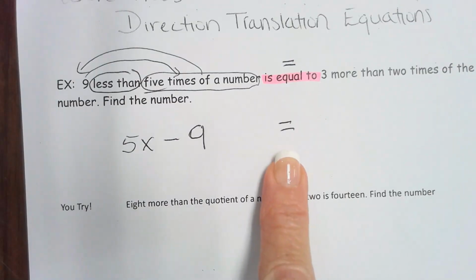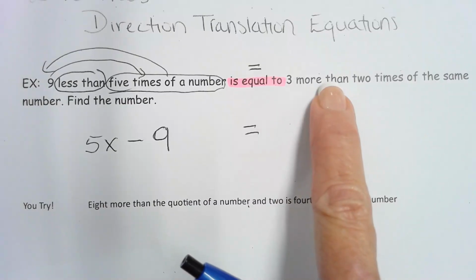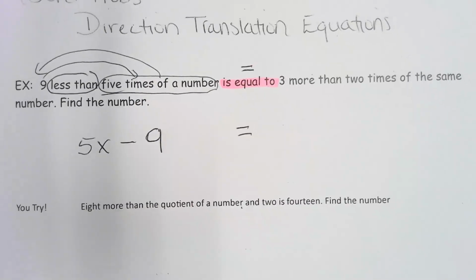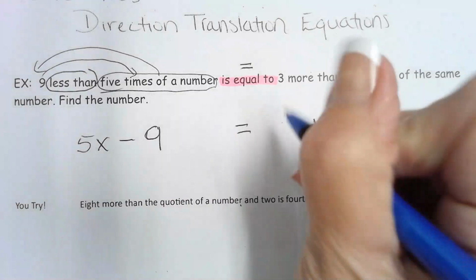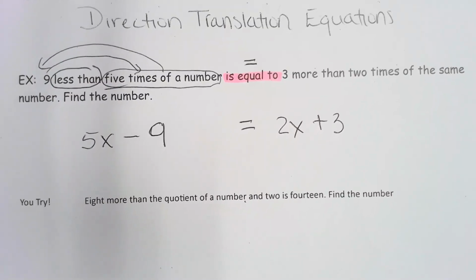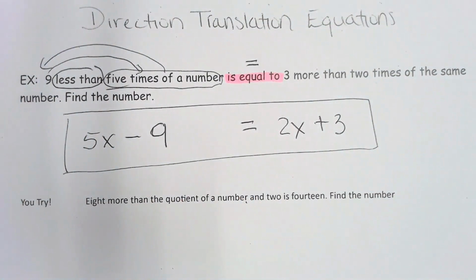Is equal to, we brought that down, and now let's look at the right side. 3 more than 2 times the same number. Okay, more than is a turnaround phrase, but it doesn't matter. I'll turn it around, but it doesn't matter. 3 more than 2 times the same number. Right there's your equation. Now, we're not going to solve it because we know how to solve it. We're focusing today on can we write it. That's it. Can we write it?